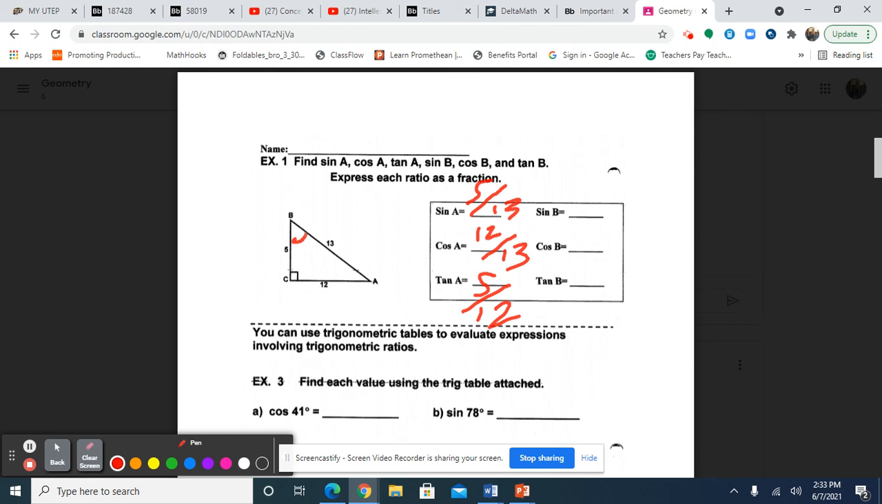Now, if we look at it from angle B, the opposite side is 12, and then the hypotenuse is 13. The adjacent side is 5 with the hypotenuse 13. Now, notice that cosine of A is sine of B, sine of A is cosine of B, and tangent of A flips around to become tangent of B.